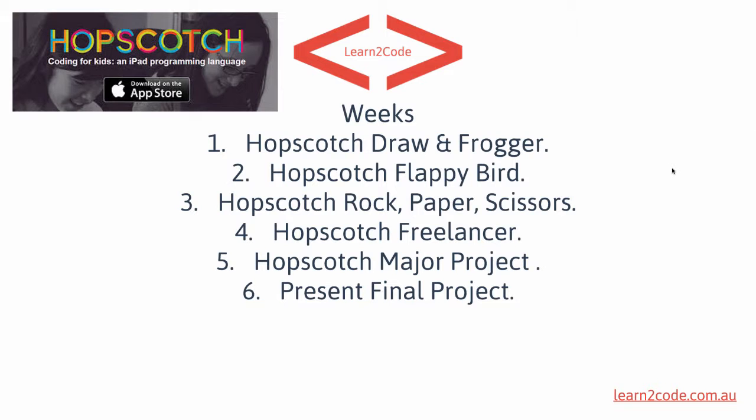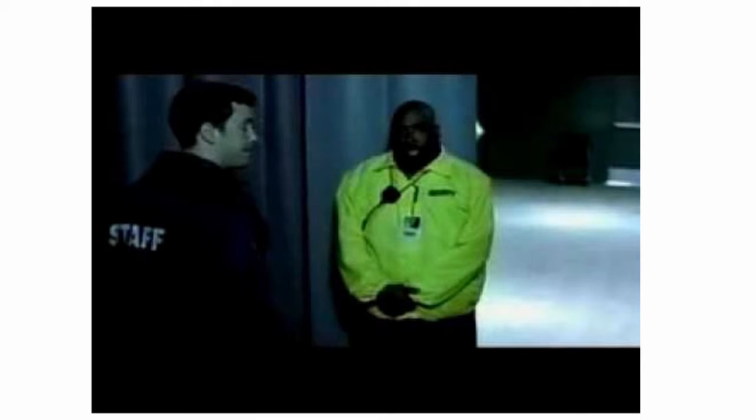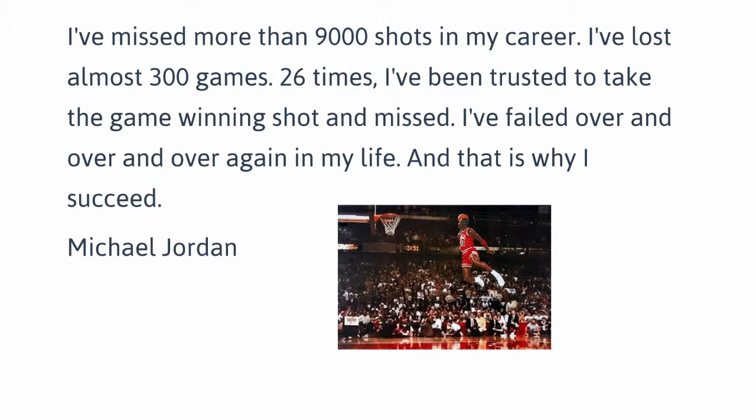Now, what I do want you to do is watch the video that I've linked to. It's on YouTube, and it's called Michael Jordan Failure Nike Commercial. And I'm just going to read you the quote off that commercial. Michael Jordan was a famous basketball player who played for the Chicago Bulls. Many would say he's the greatest basketball player of all time. And he said, "I've missed more than 9,000 shots in my career. I've lost almost 300 games. 26 times I've been trusted to take the game-winning shot and missed. I failed over and over and over again in my life, and that is why I succeed." And that's from Michael Jordan.